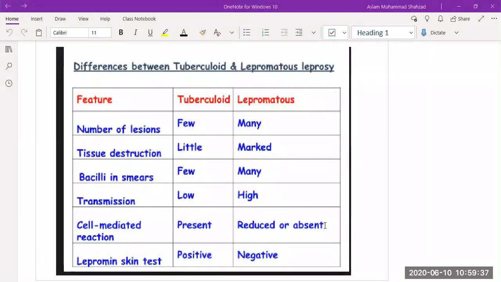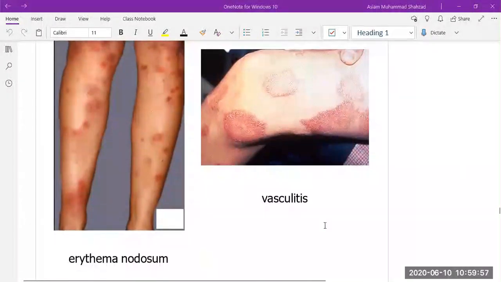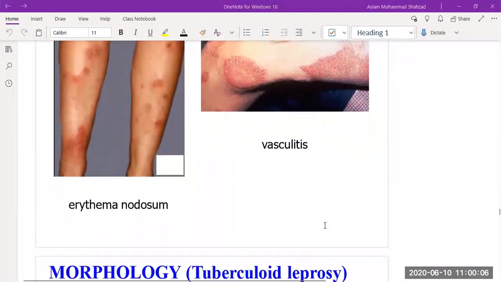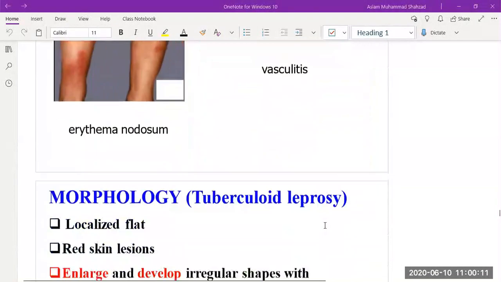To diagnose, we need to do the lepromin skin test, which is positive for tuberculoid but negative for lepromatous leprosy. The cell-mediated reaction is present in tuberculoid, whereas it is not present or reduced in lepromatous leprosy. So what happens is that erythema nodosum will be formed, or vasculitis, inflammation in the vessels. Erythema nodosum appears as red skin patches.